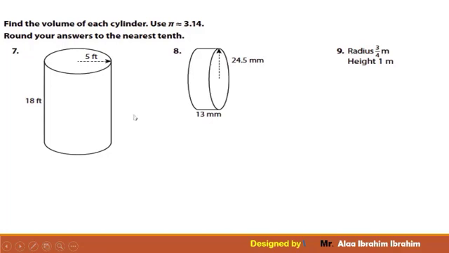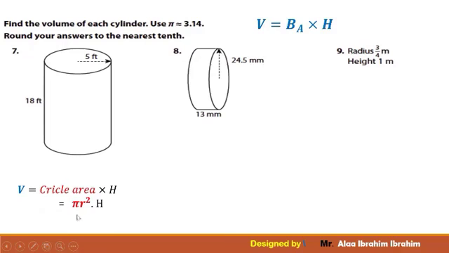The same idea. My volume is pi r squared times height. Remember, this is the volume of a cylinder. So I change now. This is the general formula for volume, but I have to make it special because my base is a circle.